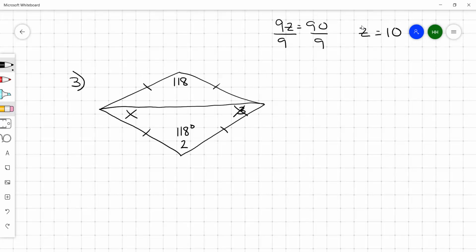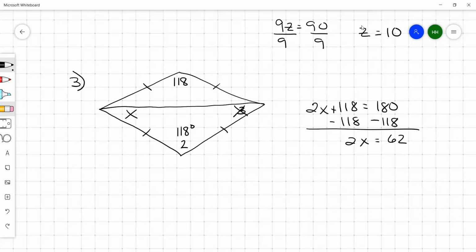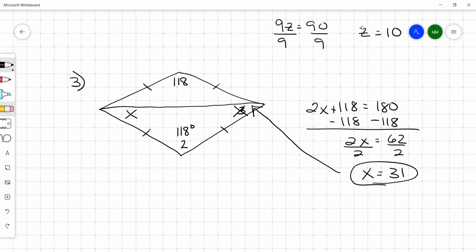So you got 2x plus 118 equals 180. So subtract 118, and 2x is going to equal 180 minus 118, 62. And then divide by 2. So you get an x that's equal to 31. And remember, x corresponds to this angle 3. So your angle 3 right there is 31 degrees.